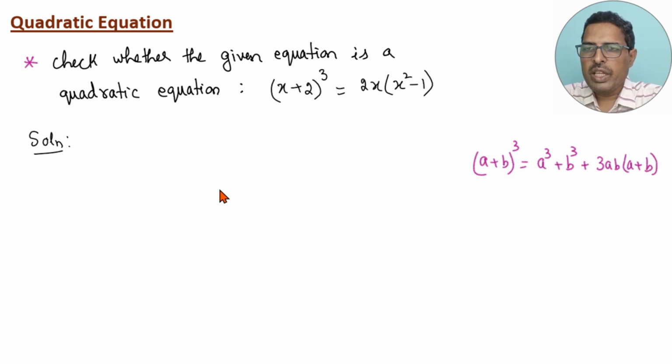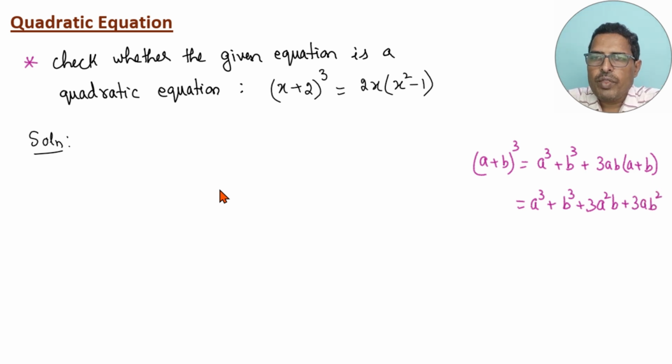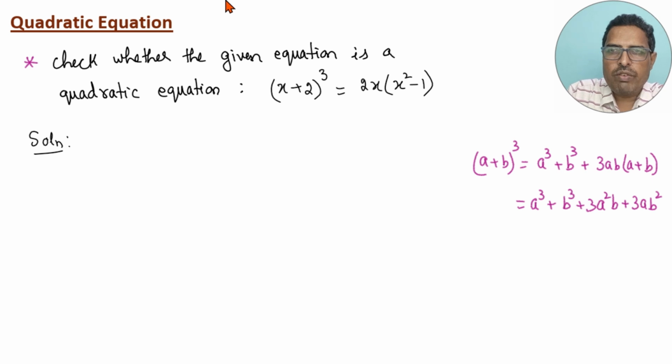Or if you want to write it in the expanded form, you can rewrite this formula as a cube plus b cube plus 3 times, you can multiply this a into a, so a into a will become a square, times b, plus, again you can multiply this 3ab with b, you will be getting 3ab square. So you can use any one of the forms over here. I'll try to expand the left hand side, which is in the form of (a plus b) whole cube.